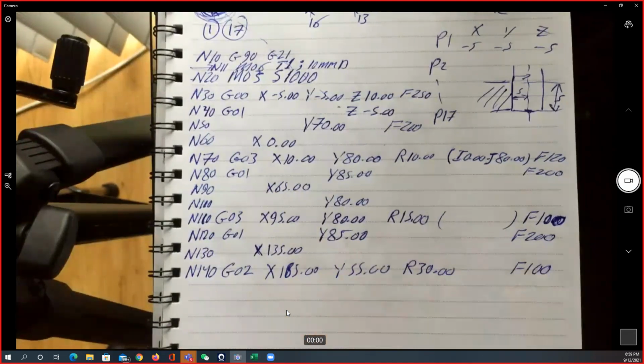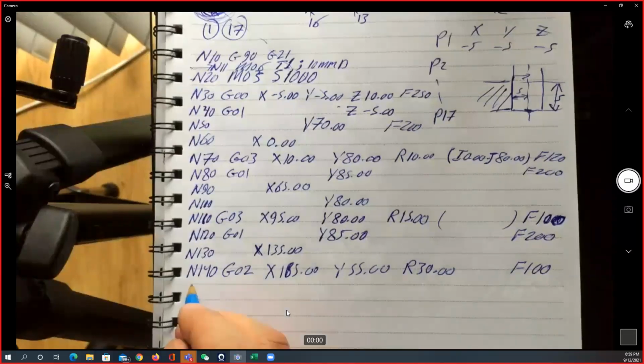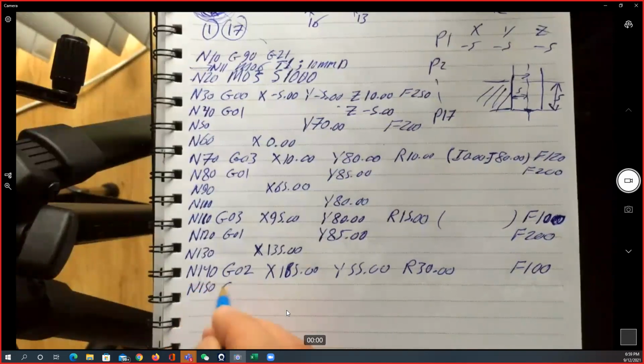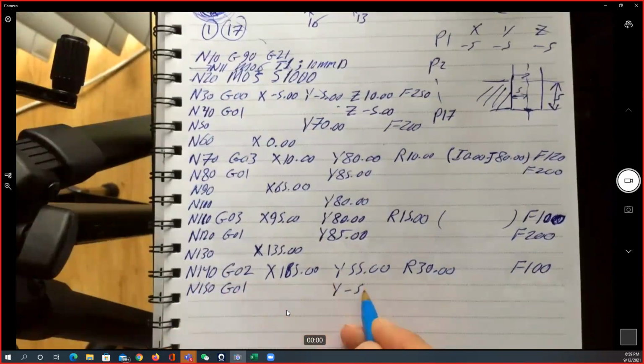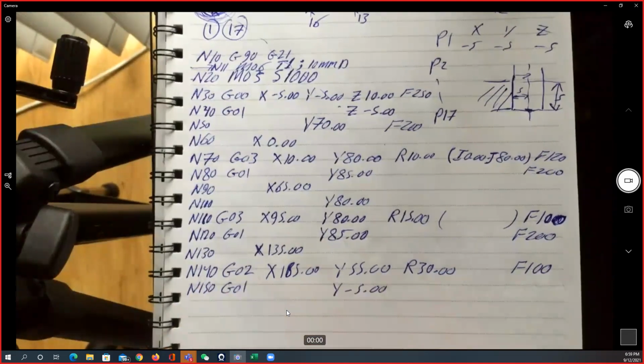Now, the rest is going to be straightforward. Again, we move in G01 all the way back to point number 17. So the N150 is G01. The X remains the same. The Y is equal to -5. The feed rate is going to be 200 because it's wiser to move faster, finishing the cut in shorter time. Now, I may have mentioned that earlier.